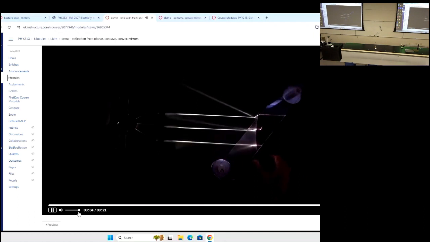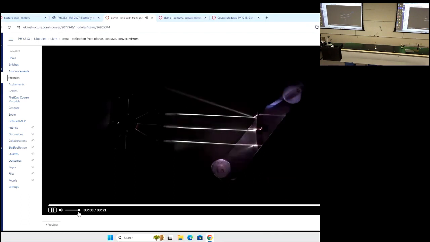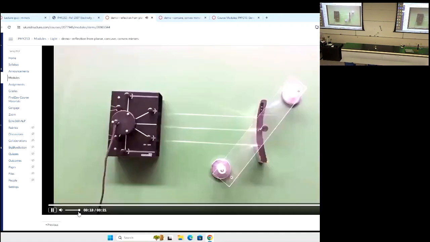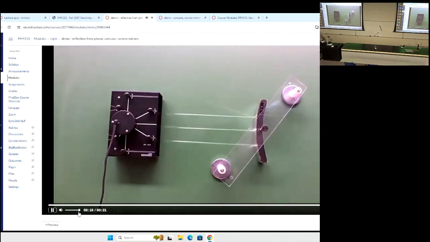And here my assistant is moving the mirror just to show us. I don't know why he's doing it. Okay. So that's diverging, convex mirrors.